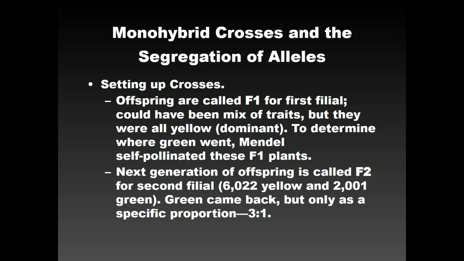To determine where green went, he looked at the F1 generation, and he found that all were yellow, even though he was crossing yellow and green. To figure out where that green went, he took those F1s and crossed them back. He self-pollinated them. In the next generation of pea plants, green came back, but in a proportion of about 3 to 1. And these are his actual numbers in his F2: roughly 6,000 to roughly 2,000, which is actually very good.